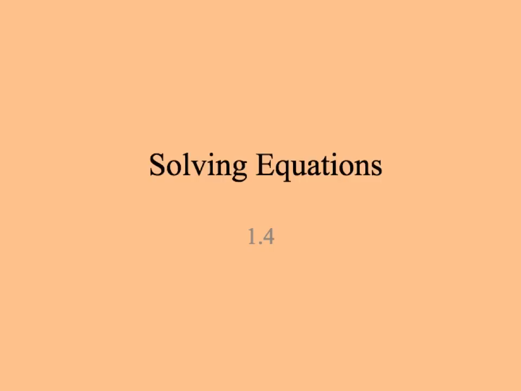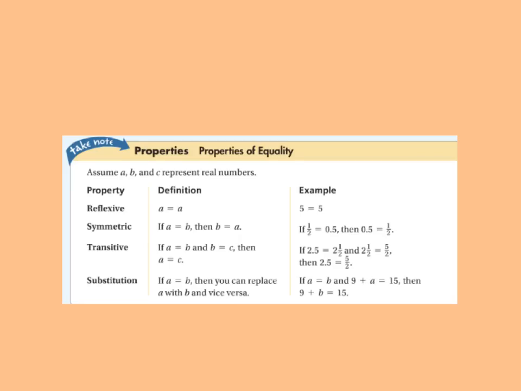Solving equations 1.4, so this is going to be reviewing of your algebra. You do not have to write these down, but these are the properties that we are going to be dealing with. Some basic ones are if you have a 5, it's going to be equal to a 5. Or if you have that x is equal to y, and you know that y is equal to z, that means that x has to be equal to z. That's the transitive. And substitution is just if something is equal to a number, you plug it in.